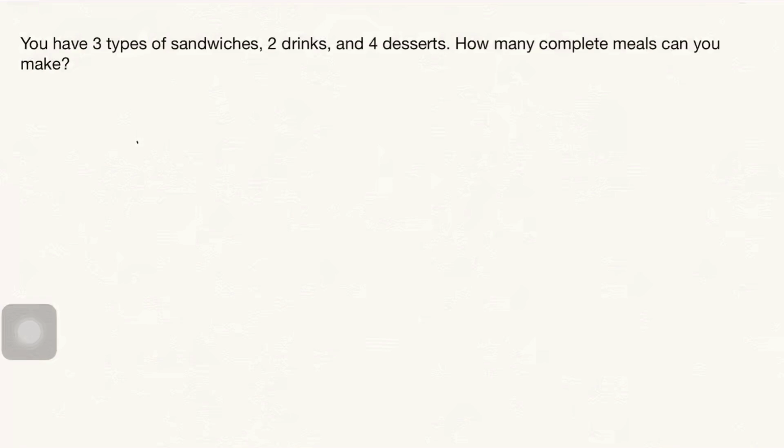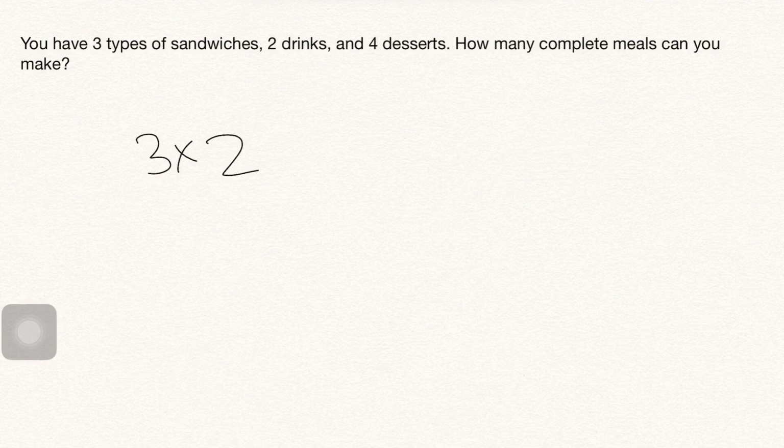For every sandwich you pick, you have 2 possible drinks you could pair that with. So just for the sandwiches and the drinks, you have 3 times 2, and that's because there's 3 types of sandwiches and there's 2 drink options. So say you picked 1 sandwich, then you have 2 possible drinks that you can pair that with. So if you have 3 types of sandwiches, you would have 6 total combos. And that's because 3 times 2 equals 6. And we're not done yet because that's just for the sandwiches and the drinks. We didn't start counting the desserts yet.